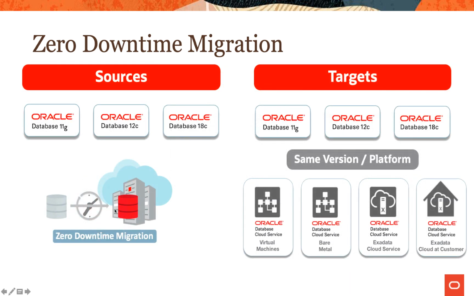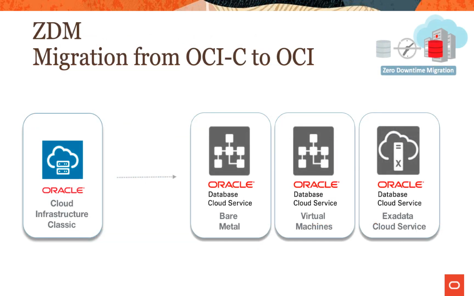In terms of supported platforms, any database which is 11g, 12c or 18c can be migrated with the Zero Downtime Migration utility to the target platform. You can take any platform like virtual machines, bare metal cloud service, or Exadata Cloud at Customer, and you would be able to migrate them using the Zero Downtime Migration tool. Any databases running on Oracle Cloud Infrastructure Classic can also be brought to Oracle Cloud Infrastructure on bare metal or virtual machines or Exadata Cloud Service by using this tool.